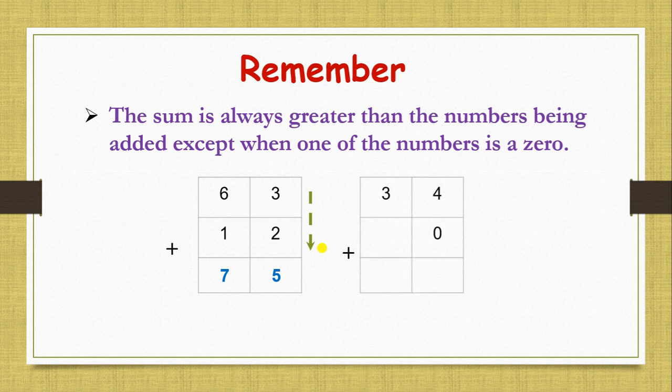But if we add 0 to a number, we will get the same number as the answer. For example, 34 plus 0 equals 34. So whenever we are adding 0 to a number, the answer is the same. But when we are adding non-zero numbers, the answer is greater than those two numbers.